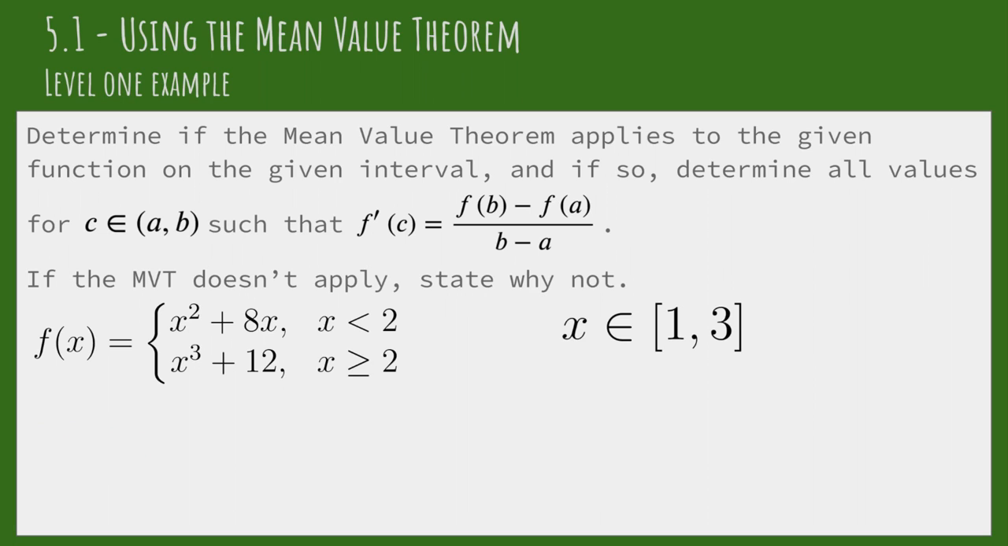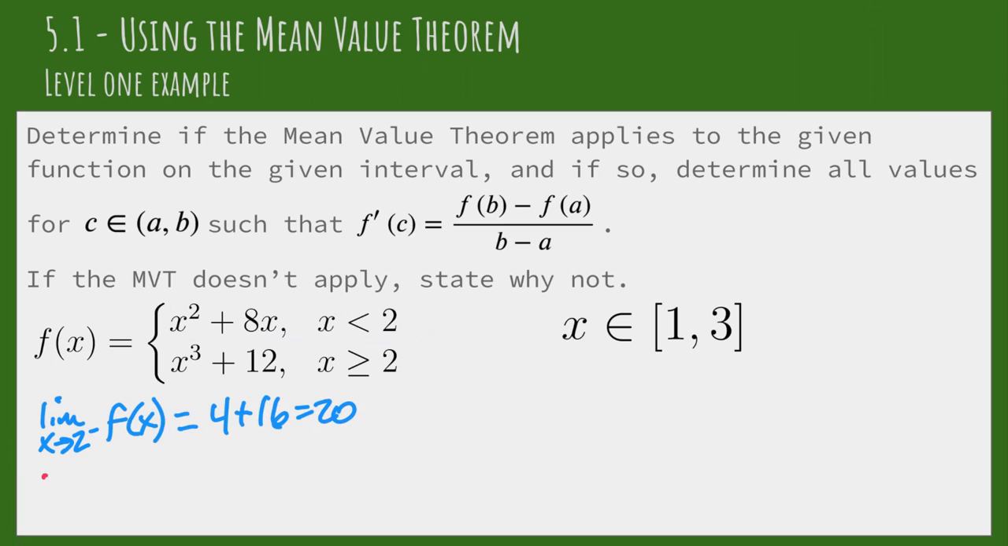All right, so remember, for the mean value theorem to apply, it has to be continuous and differentiable on the interval. Continuity has to include the endpoints, differentiability does not. Notice that the boundary here is in between 1 and 3, so that's the only point of concern here. So I want to look at the limit as x approaches 2 from the left of f of x, and for that we're looking at this branch right here. So we plug 2 in there and we get 4 plus 16, which is 20.